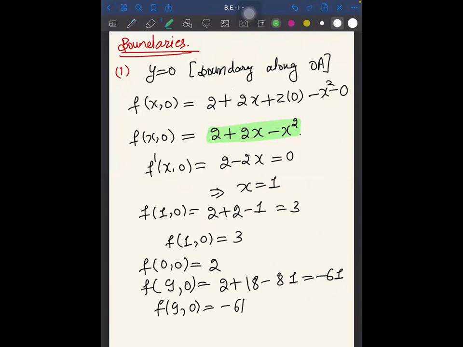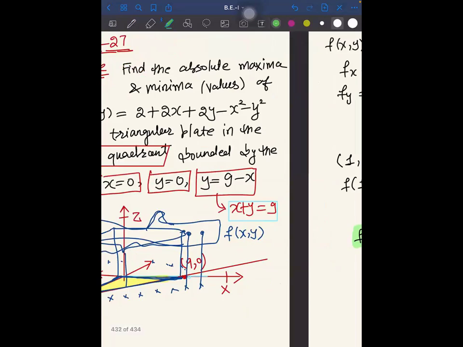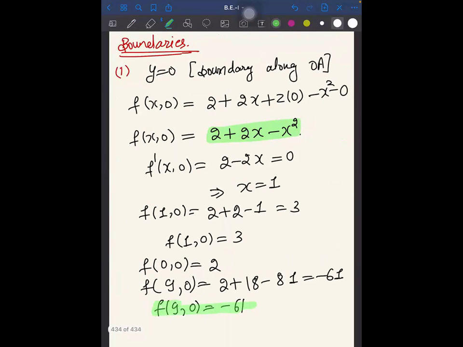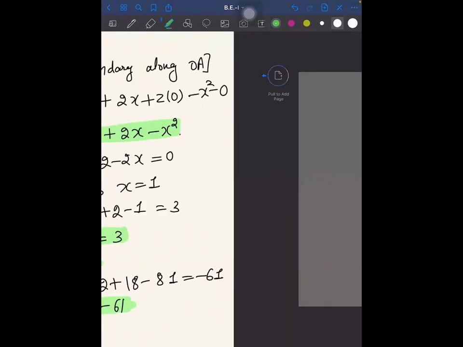So let's again mark those points which we got. We have already marked the point f(1, 1). So let's mark this one and this one and this one. That's how we dealt with the one boundary. So let's go to the next boundary.